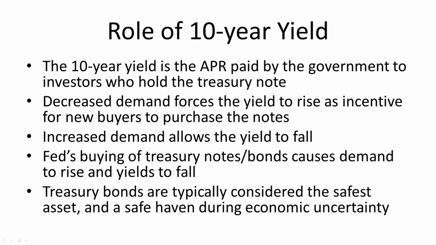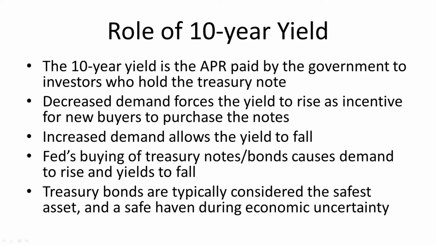Okay, jumping over to the 10-year yield: why I use it, what it means, and so on. First off, the 10-year yield is the yearly rate of return paid by the government to investors who hold the 10-year Treasury note. So this rate varies based on demand. Basically, there are auctions that sell off these 10-year notes, and people bid. I'm not sure how the auctions work exactly, but the result is that demand dictates the yield on these notes.